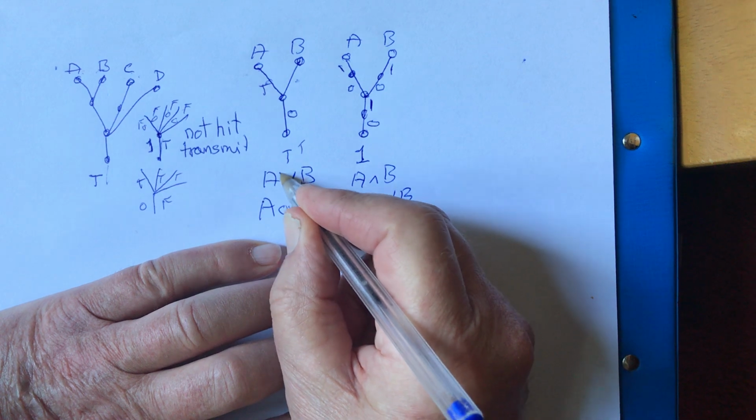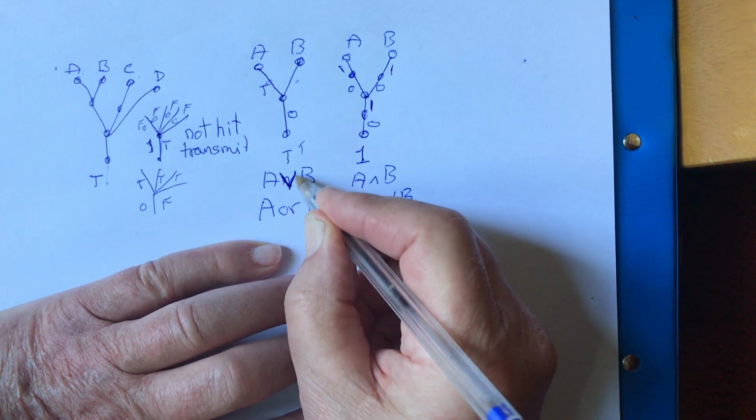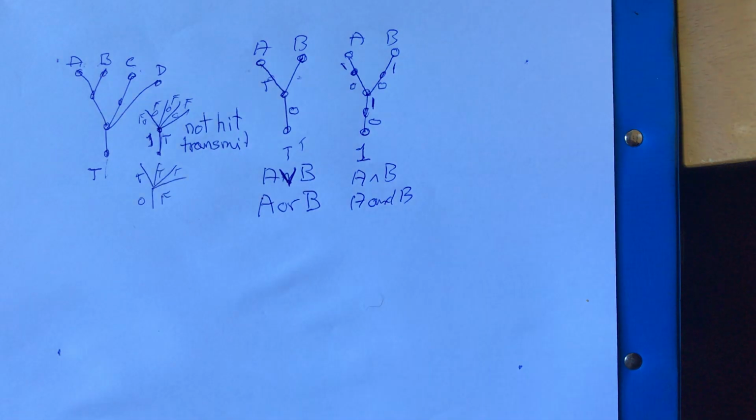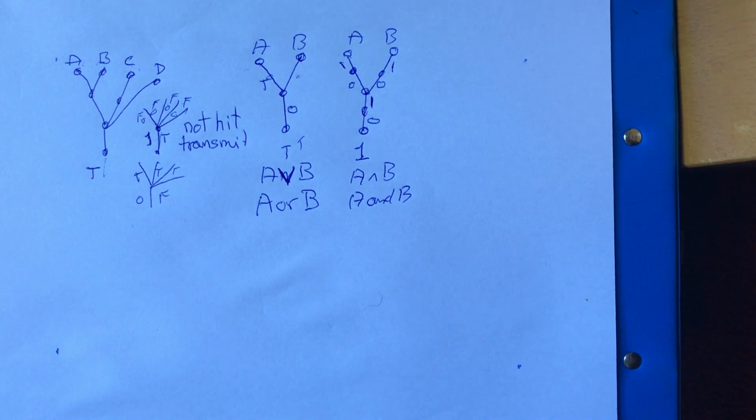I've messed up. That should be that symbol for OR. It's a bit like a union sign in set theory, if you like. And that's a bit like the intersection sign for those of us who've done set theory.